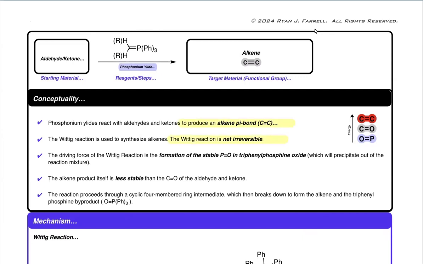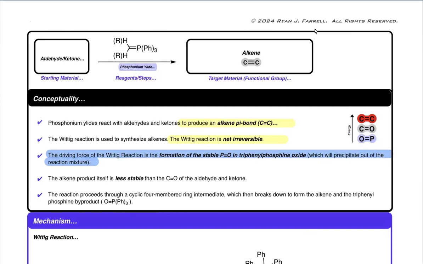Now, when we consider the transformation of going from an aldehyde or ketone possessing a C double bond O to generating an alkene, that's actually an uphill energetic transition just in terms of looking at the pi bonds there. When we go from the C double bond O to the carbon-carbon pi bond, we're actually making a less stable pi bond. But why that reaction is able to drive forwards is we form this byproduct that has this P double bond O, and the P double bond O is very, very stable. It's more stable than the C double bond O.